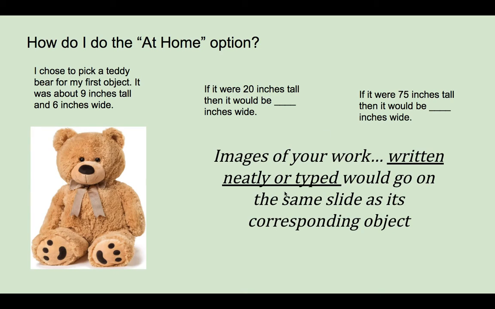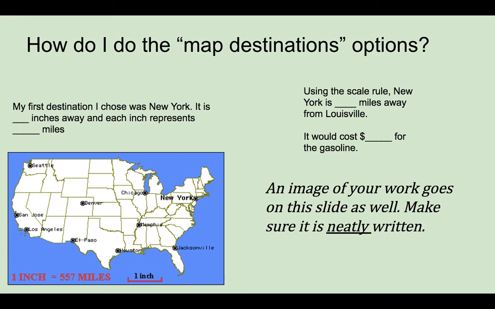After that, you need to have images or your typed work on this slide as well. So on the slide with the corresponding object, you should have your answers, an image, and all your work together. And you're going to do that for 3 objects at your house. If instead you choose to do the map destinations object, once again, you're putting an image of the map on there, putting an image of how far it is with your answers, how much gasoline it would cost, and making sure that your picture of your work is neat.